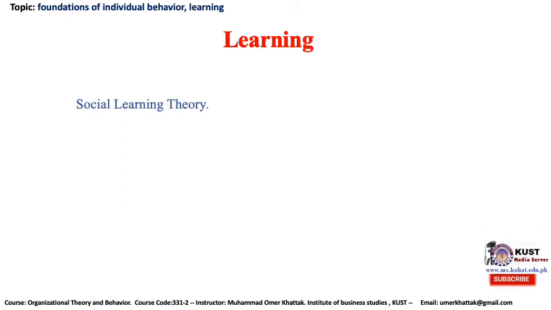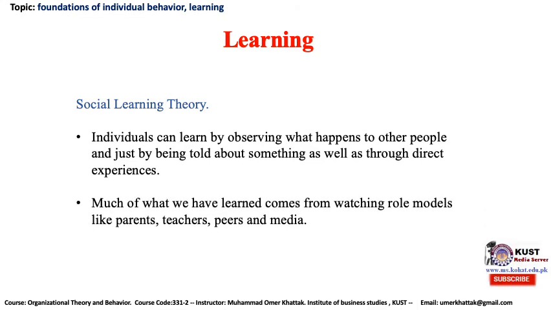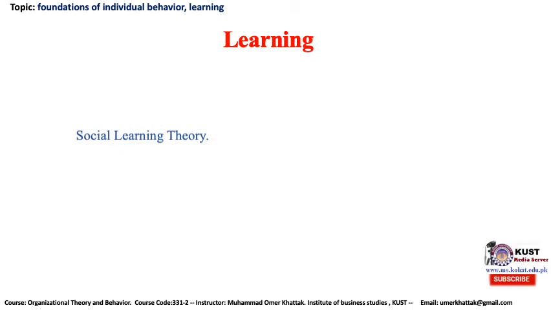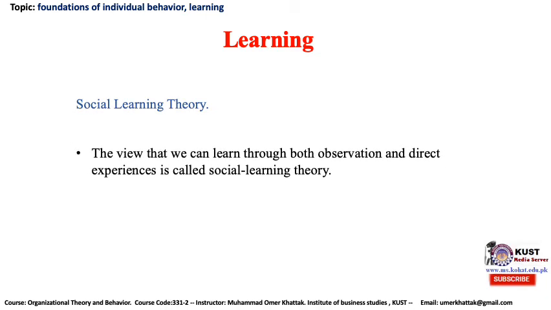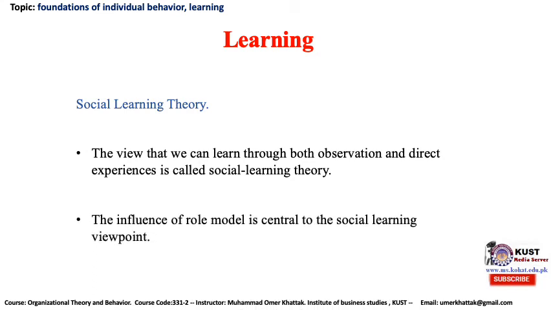Social learning theory. Individuals can learn by observing what happens to other people and just by being told about something, as well as through direct experiences. Much of what we have learned comes from watching role models like parents, teachers, peers, and media. The view that we can learn through both observation and direct experiences is called social learning theory. The influence of role models is central to the social learning viewpoint.